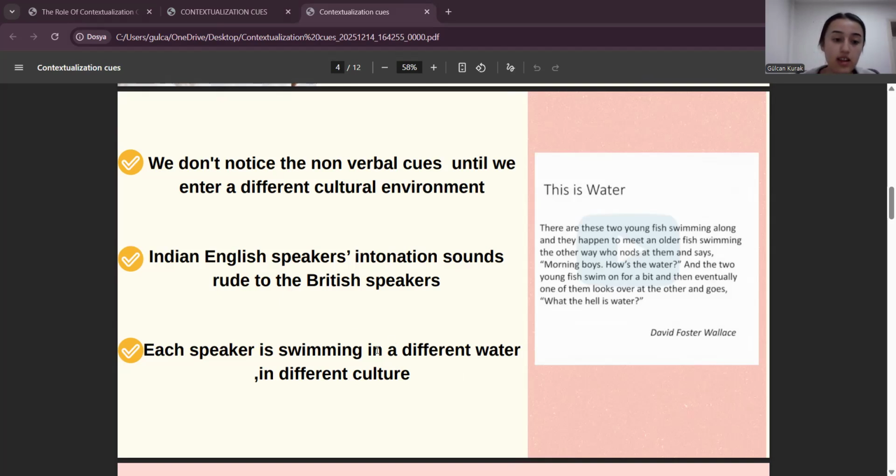But we can say that each speaker is swimming in a different water. They swim in a different culture also. So it can cause some misunderstanding, because British speakers can think that Indian speakers can't speak English in a formal way, or they can't speak properly. They can cause misunderstandings.